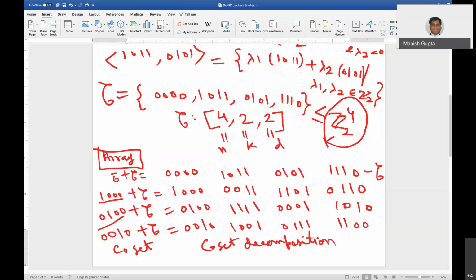Now, before describing anything further and telling you how this array can be used for decoding, let me explain certain basic properties of this coset decomposition, so that we know what the basic mathematics behind it is before we describe how we can use them to make error correction.